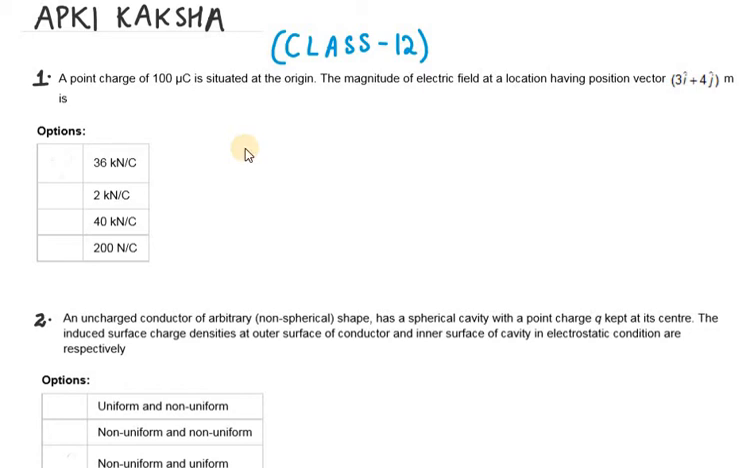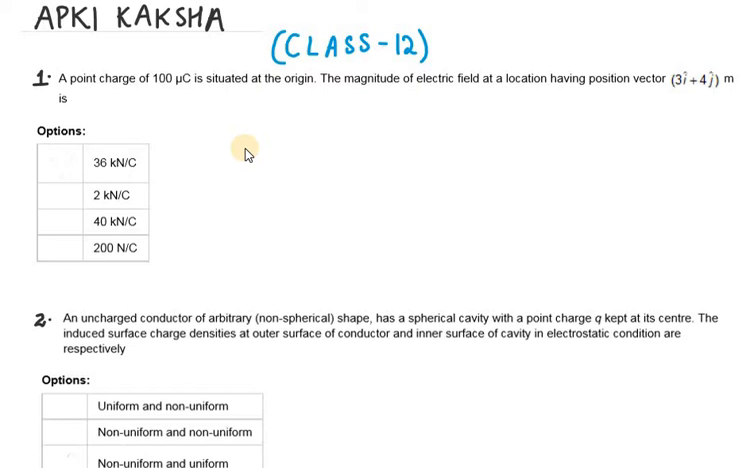So in this video I would be covering 10 important questions of class 12 that can come in NEET examination. So question number 1 in this says a point charge of 100 microcoulomb is situated at the origin. The magnitude of electric field at a location having position vector 3i cap plus 4j cap meter is.